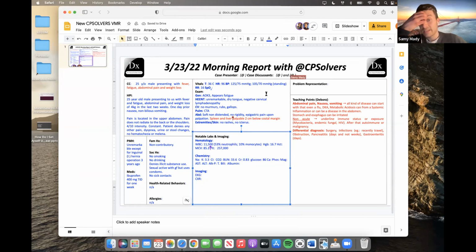For his LFTs, ALT was 313. AST was 192. Alkaline phosphatase was 57. GGT 35, and bilirubin 0.4. Albumin was 1.5, and total protein was 4.2. And that's it.